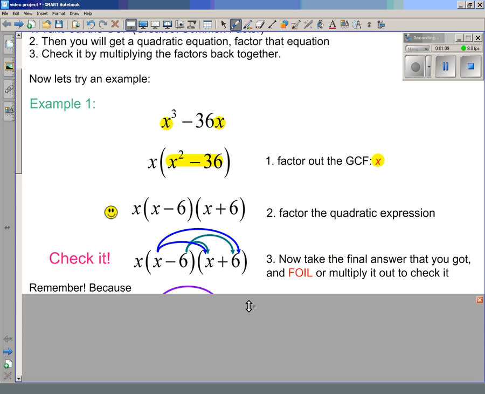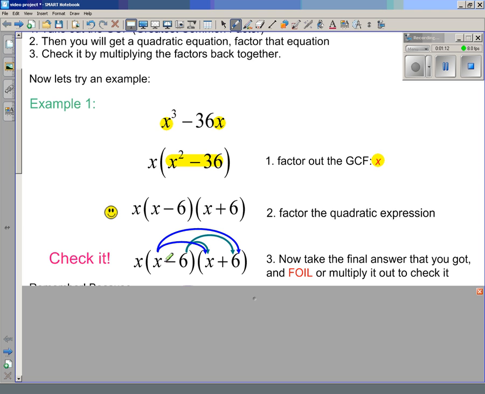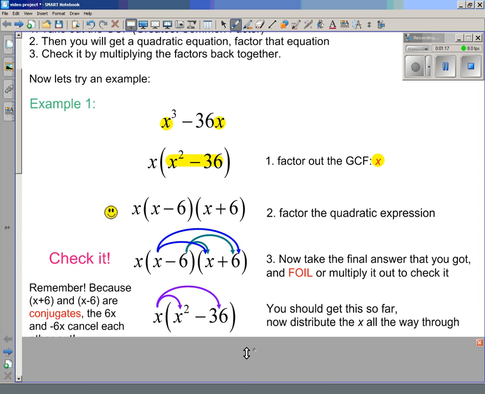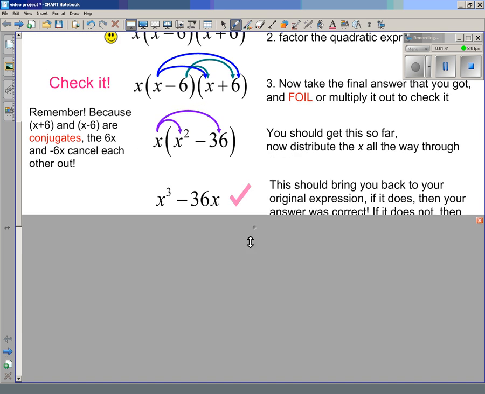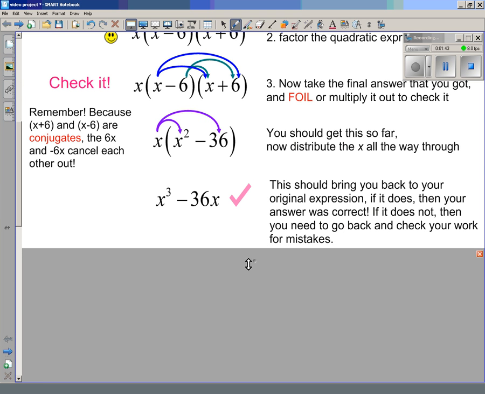To do that, we have to take the final answer and FOIL the two factors in parentheses. Remember, because x plus 6 and x minus 6 are conjugates, the 6x and negative 6x will end up canceling each other. So that is why there is no middle term. Once you FOIL, you should get x times x squared minus 36. Then you need to distribute the x back into the equation. This brings you back to your original expression.